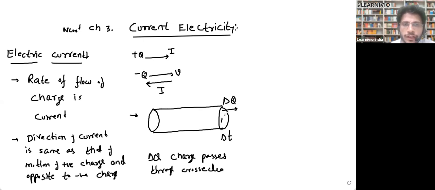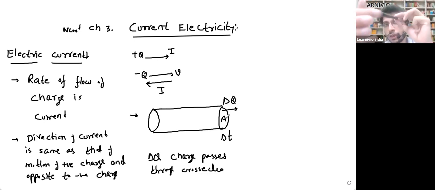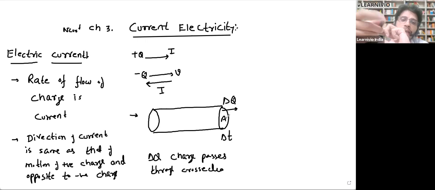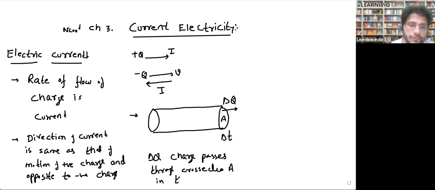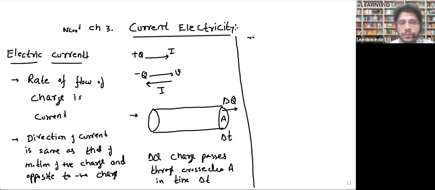Let's say the cross sectional area is A. Cross sectional area means area of the ends. Like if this is a complete wire, then the current will depend only on the cross sectional area. Current does not depend upon the total area. It depends only on the cross sectional area of the ends. So you can write that current would be I = delta Q over delta t.